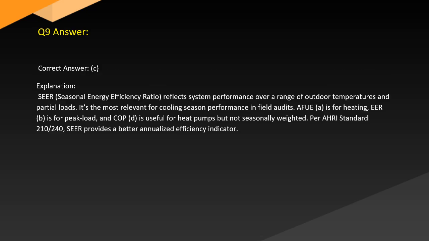Answer. Correct answer: C. Explanation. SEER, the seasonal energy efficiency ratio, reflects system performance over a range of outdoor temperatures and partial loads. It's the most relevant for cooling season performance in field audits. AFUE is for heating, IPLV (B) is for part load, and COP (D) is useful for heat pumps but not seasonally weighted. Per AHRI Standard 210/240, SEER provides a better annualized indicator.